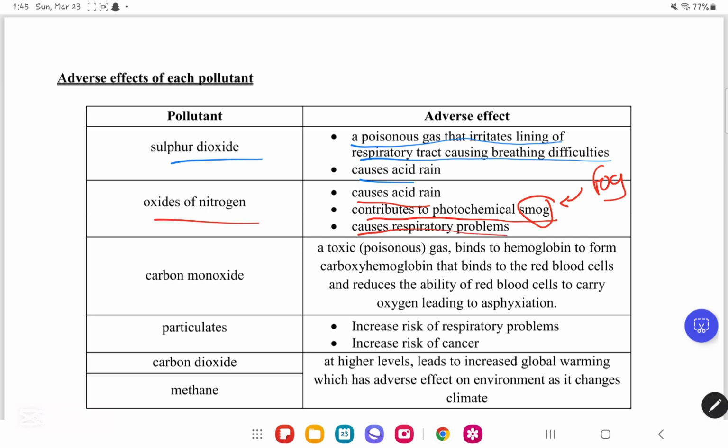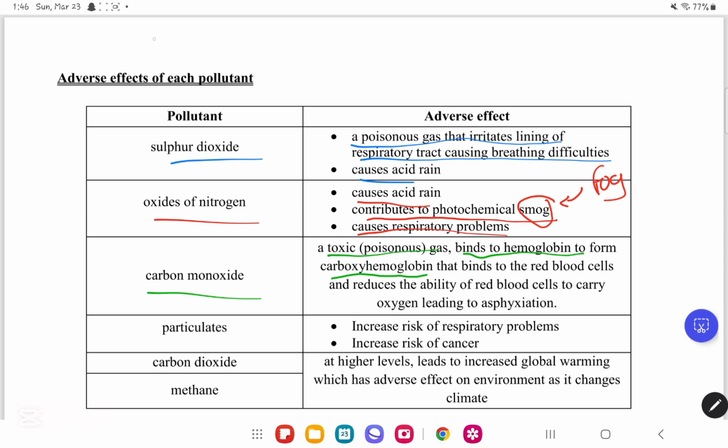So now we just finished discussing sulfur dioxide and oxides of nitrogen. We move on to carbon monoxide, which is produced by the incomplete combustion of carbon. It's a toxic, poisonous gas which binds to hemoglobin to form carboxyhemoglobin that binds to the red blood cells and reduces the ability of red blood cells to carry oxygen, leading to asphyxiation. I don't know how to say it.